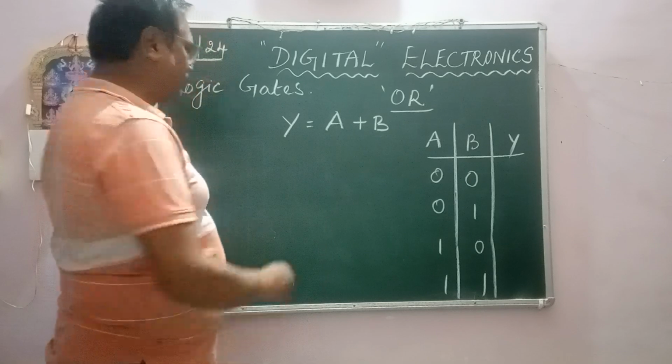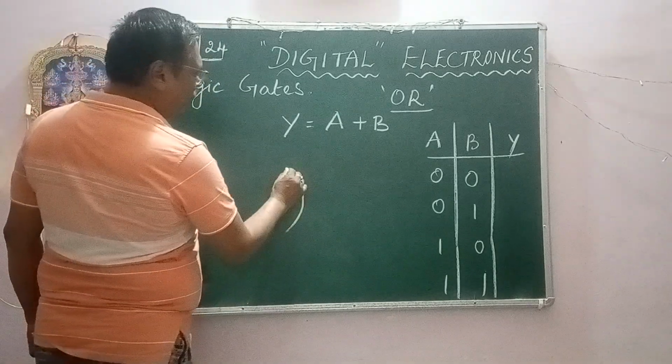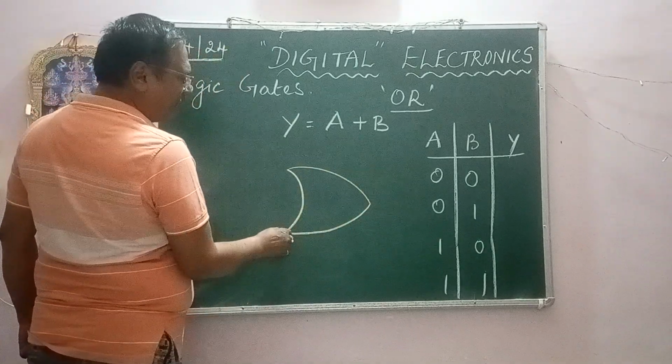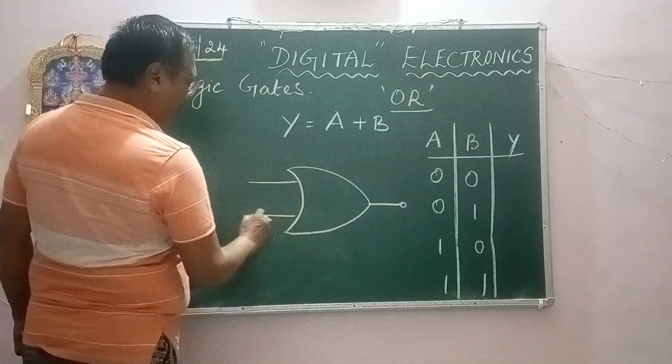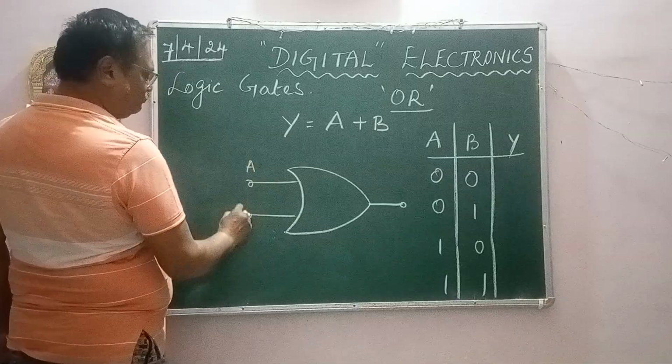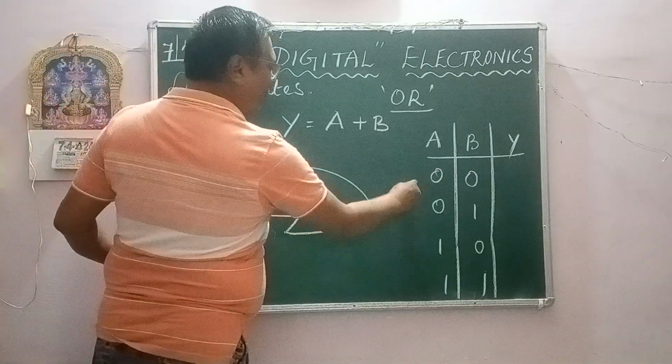First, let me draw the logic symbol. So this was the logic symbol, I drew it. There are two inputs, this is A and this is B, and the output is Y.